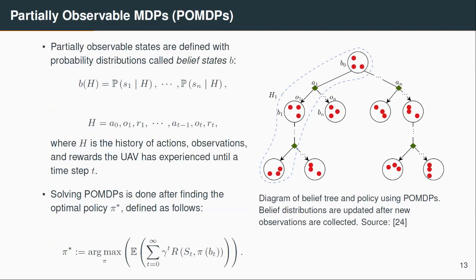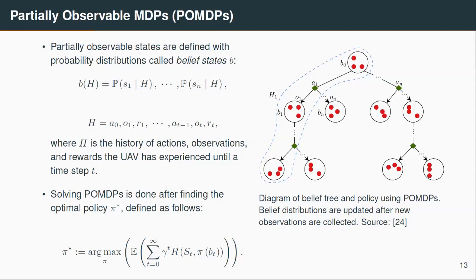So what do I mean by belief state? Belief state is the mechanism to model partially observable states using probability distributions. The modeling of partially observable states with probability distributions is called a belief.